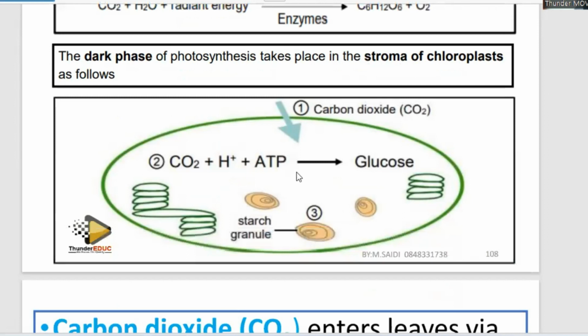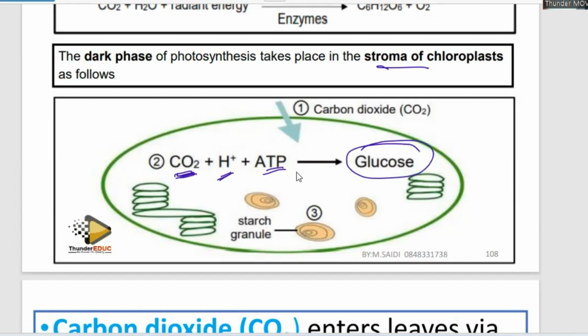The carbon dioxide now will enter. The dark phase takes place inside the stroma, as I explained. That's where carbon dioxide comes in, because we have not talked about carbon dioxide. The carbon dioxide occurs in the dark phase, while in the light phase, that's where water is being used. The carbon dioxide, which is absorbed through the stomata, will combine with the hydrogen which we got from the light phase, plus the ATP which we got from the light phase, and then glucose is formed.